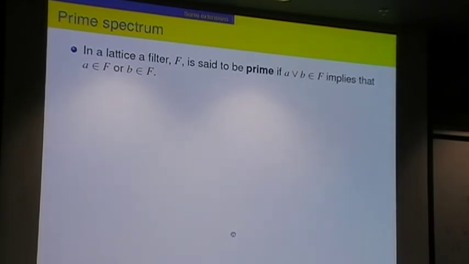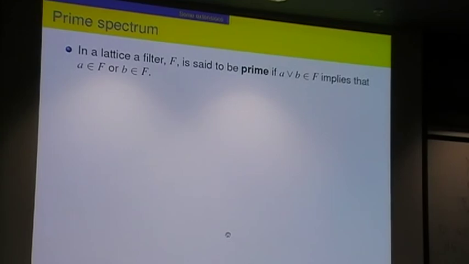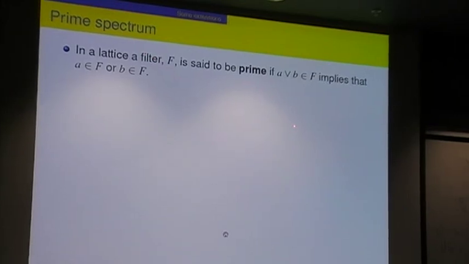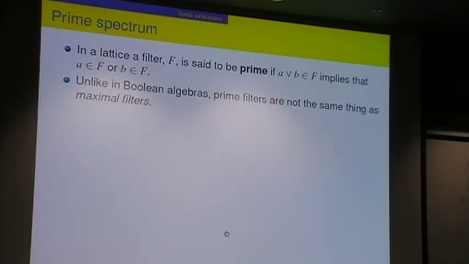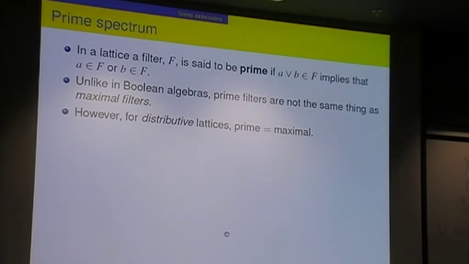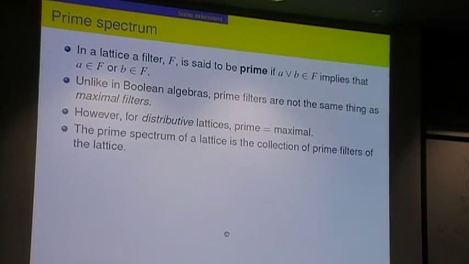So some extensions. One of them is when you go from Boolean algebras to a more general thing called a lattice, where you don't necessarily have a negation operation. Here, instead of looking at ultrafilters, we look at prime filters. A filter is said to be prime if this join is in F, then one or other of them has to be in F. Unlike in Boolean algebras, prime filters are not the same thing as maximal filters, which is what we define ultrafilters to be. However, for certain distributive lattices, we can use prime filters and maximal filters interchangeably. And we define something called the prime spectrum of a lattice as the collection of prime filters of the lattice.